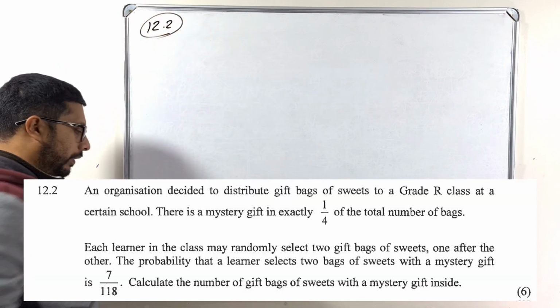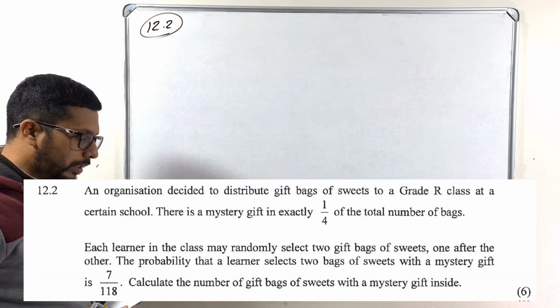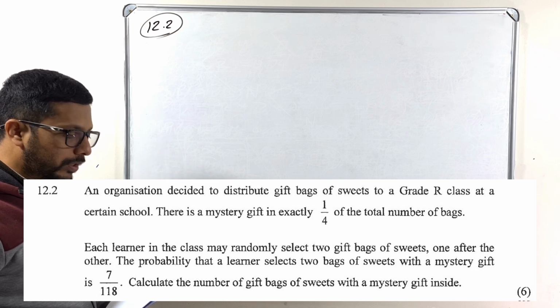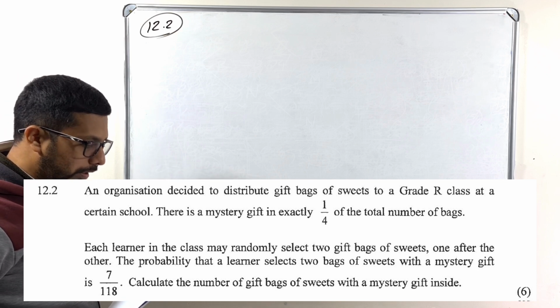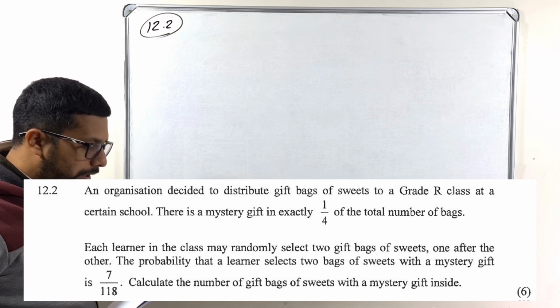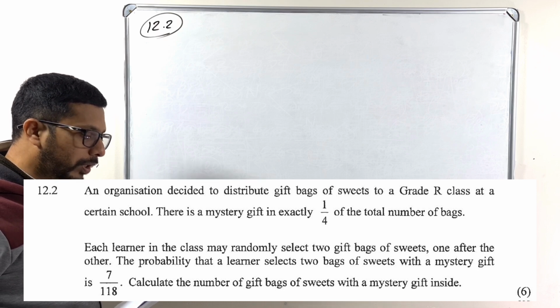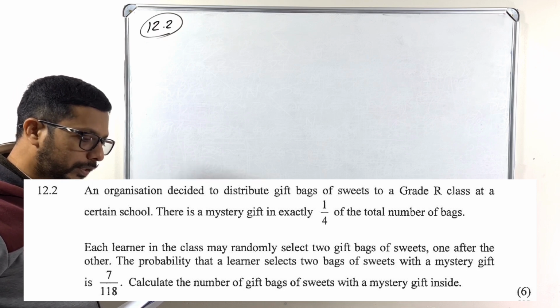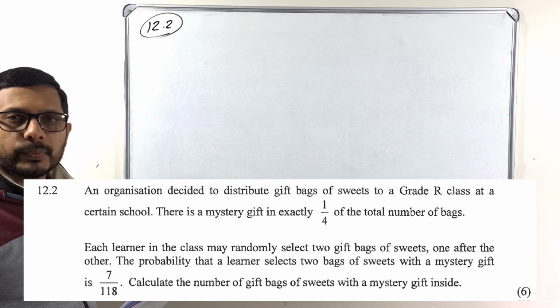12.2. What is this question? An organization decided to distribute gift bags of seeds to a grade R class at a certain school. There is a mystery gift in exactly 1/4 of the total number of bags. So, what is the meaning of that sentence?